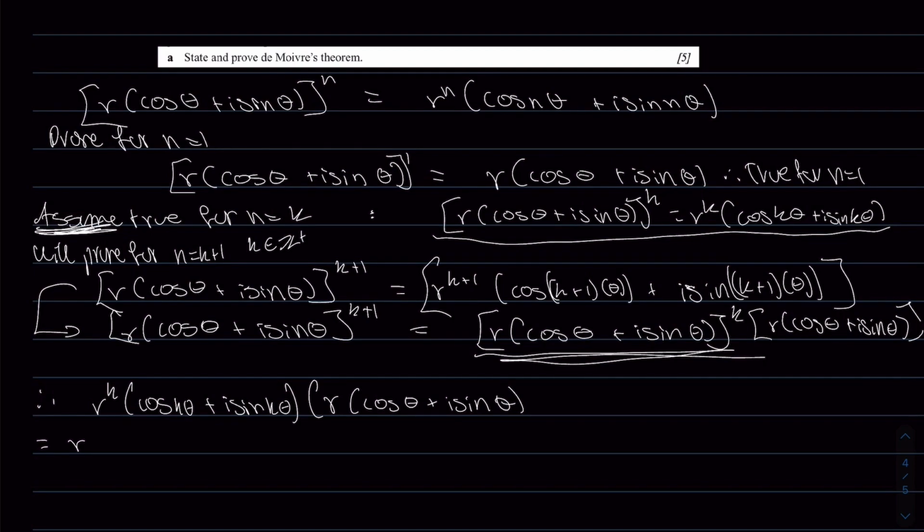We get r to the power of k plus 1, and then we just need to expand the brackets with the trigonometric functions of cosine and sine. Once we expand, we can see that we will be using compound angle identities to prove De Moivre's theorem.